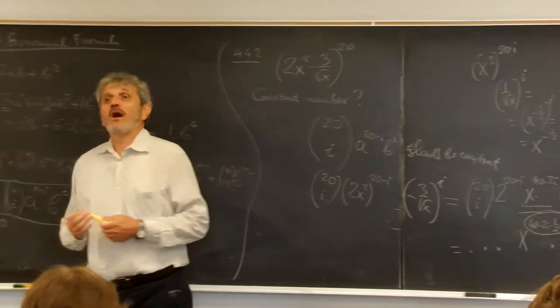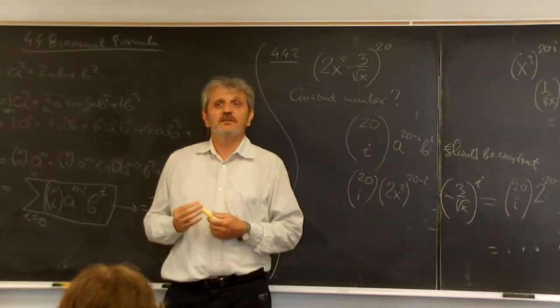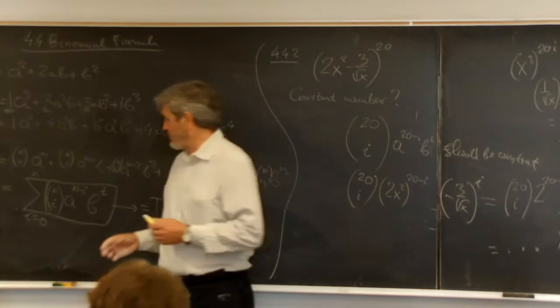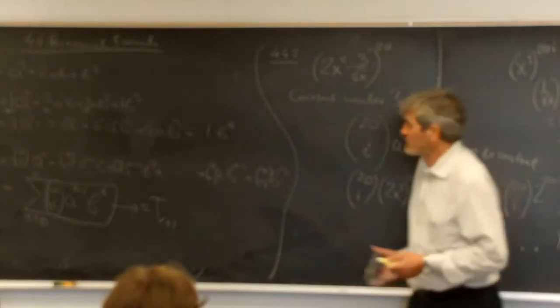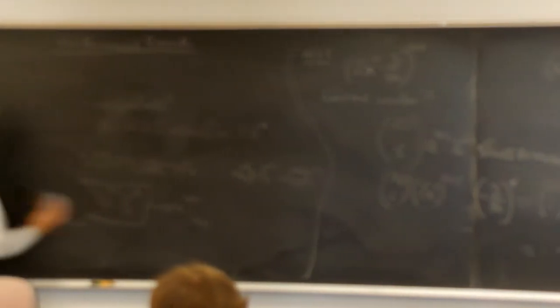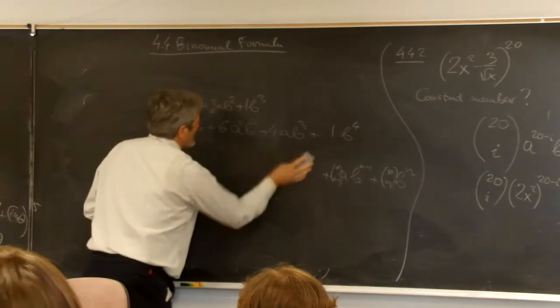What else? One very important identity about the binomial formula is the following one. I don't know if we'll have time for the proof, the deduction proof that I promised. And here's the formula.